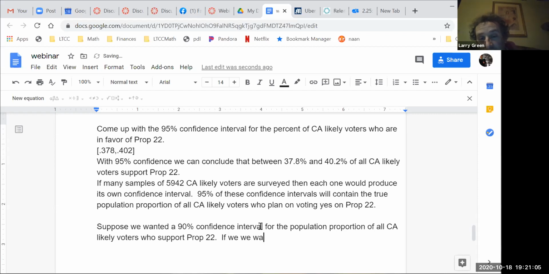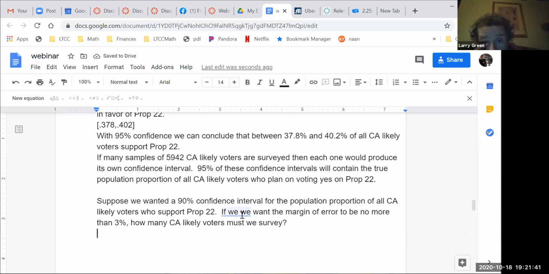If we want the margin of error to be no more than 3%, how many California likely voters must we survey? Any questions on the question? All right. Well, the good news is there's a formula for that one too. And because of time, I think I'm not even going to bother writing the formula, but you can trust me, there is.